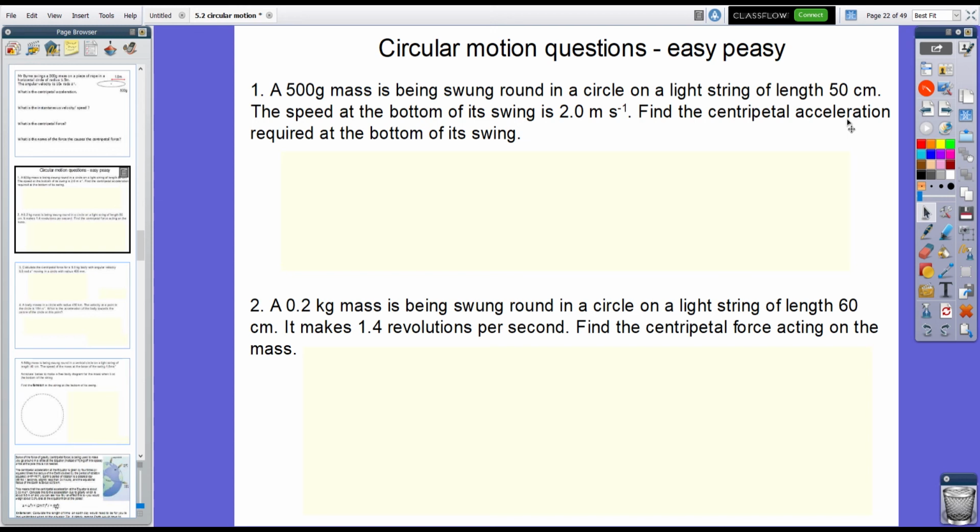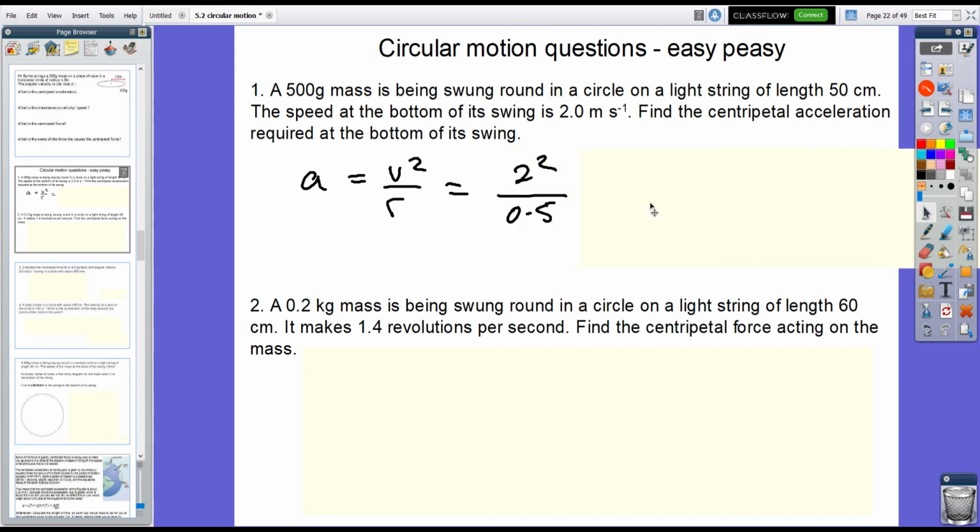Here I've already got the answers down for you, so let's go through this one. Before we start off, acceleration is a equals v squared over r. We could use a equals omega squared r, but we'd have to calculate omega, using v equals omega r. As we've got v and r already, let's go with a equals v squared over r. V squared is 2 squared, divided by r, which is the length.